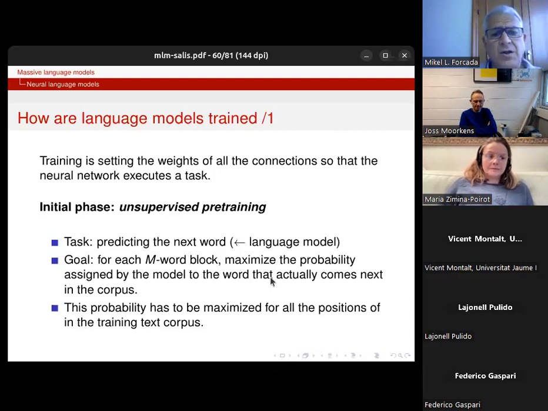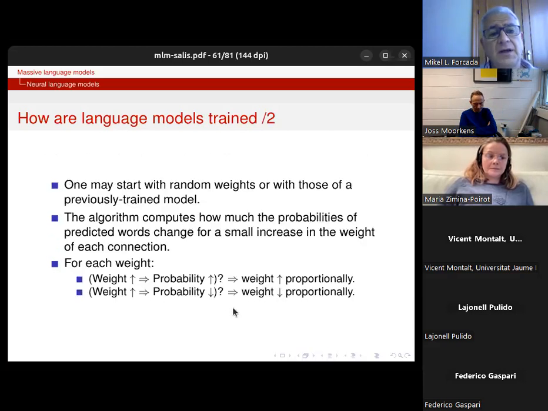And you have to do this for all the positions in the training corpus. So the way you train them, usually you can start a neural net with random weights because you don't know the original values of the connection weights. So you start with the random weights, or if you have a model that was doing a similar job before, you can probably use those weights as a start, because maybe they contain some abilities that you need now.